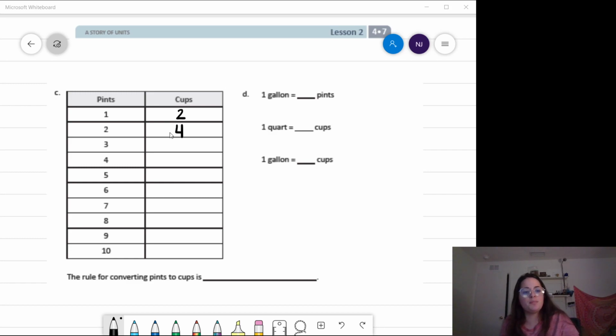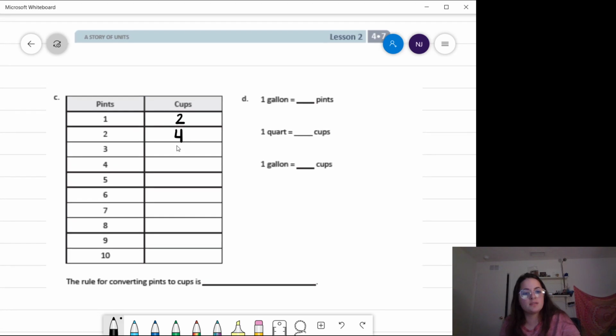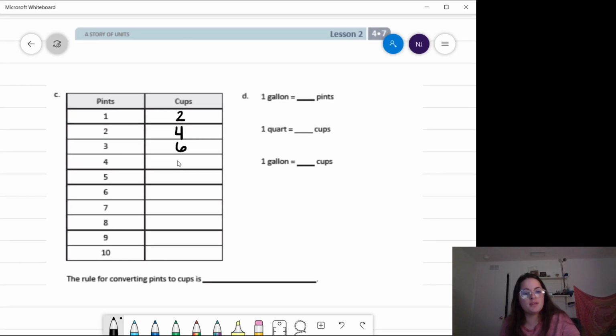So 2 cups is equal to 1 pint, 4 cups is equal to 2 pints, 6 cups is equal to 3 pints, 8 cups is equal to 4 pints, 10 cups is equal to 5 pints, 12 cups is equal to 6 pints, 14 cups is equal to 7 pints, 16 is equal to 8 pints, 18 cups is equal to 9 pints, and then 20 cups is equal to 10 pints. So our abbreviations for pints is PT, and then cups is just a C.